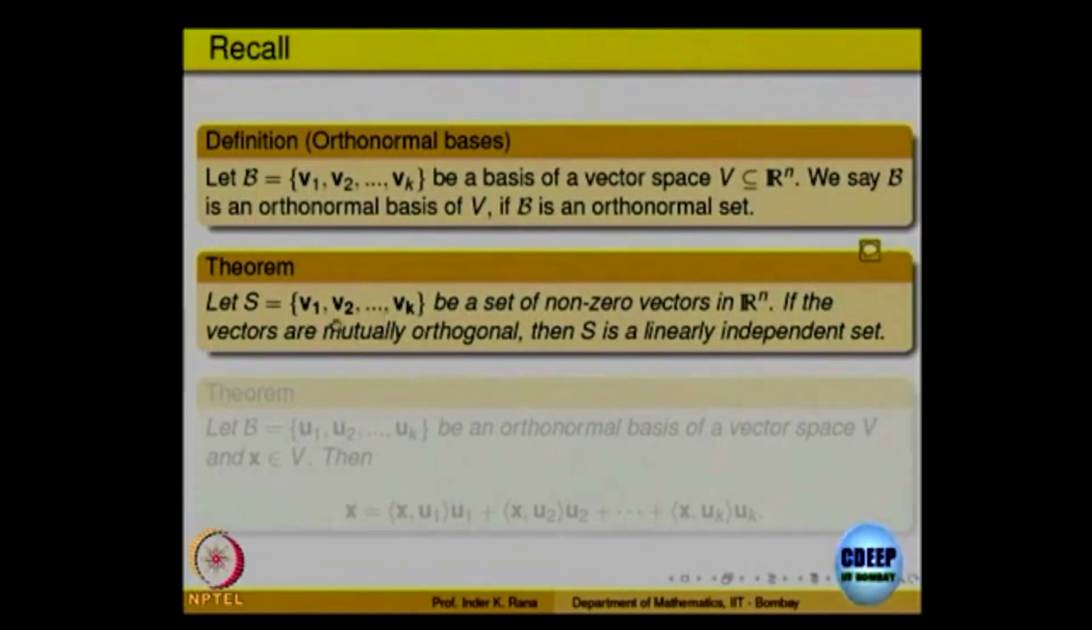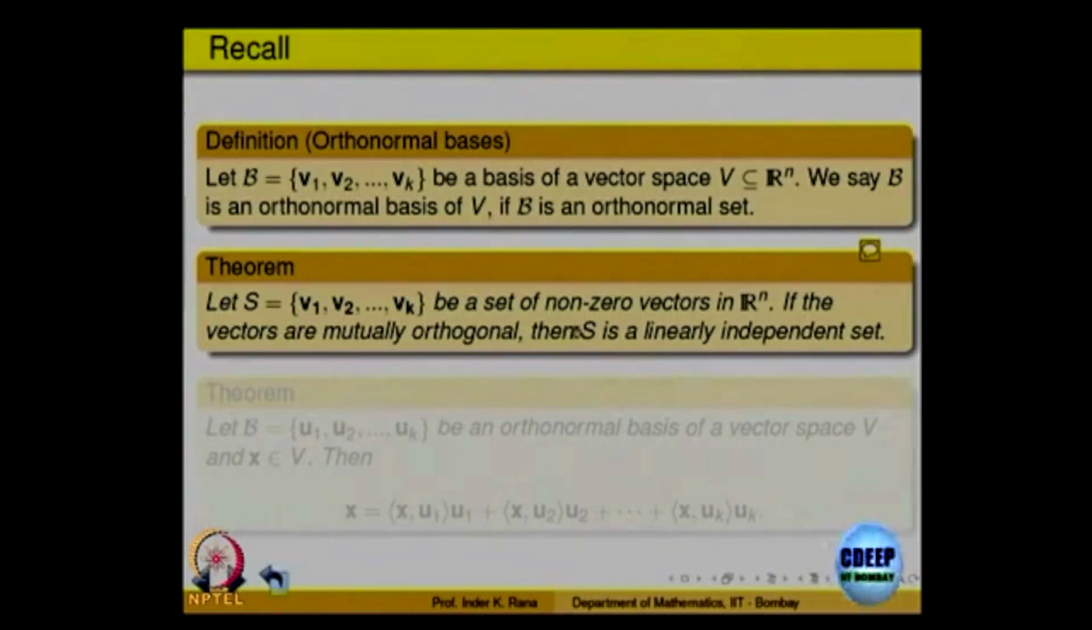non-zero vectors that are mutually orthogonal and form a basis. So an orthonormal basis is a set of vectors which is a basis and any two are mutually orthogonal. And then we proved a result that if a set of vectors is orthogonal, and of course none of them is 0, then that is linearly independent.